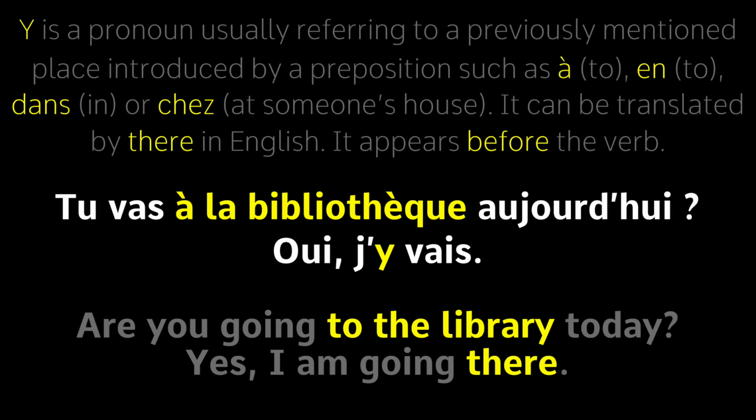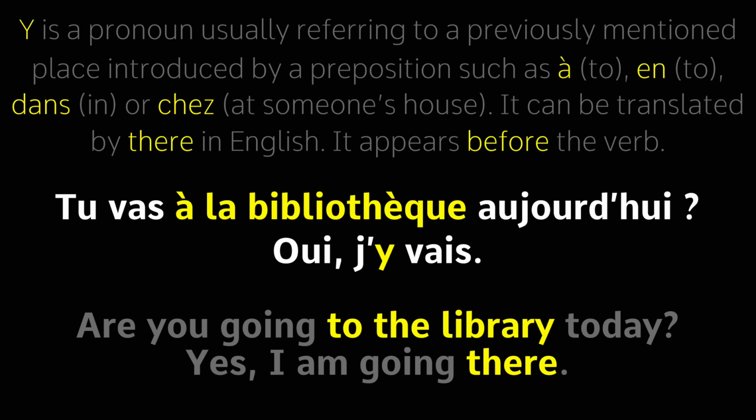So what is the difference between y and en? Let's have a look at a couple of examples. Using y, for example, y is a pronoun usually referring to a previously mentioned place introduced by a preposition such as à, en, dans, or chez. And it can be translated by there in English. It appears before the verb. So, as an example, you could say: Tu vas à la bibliothèque aujourd'hui? Oui, j'y vais. As you can see, y replaces à la bibliothèque.